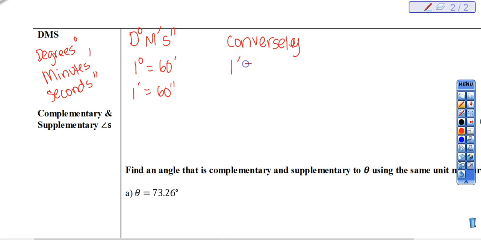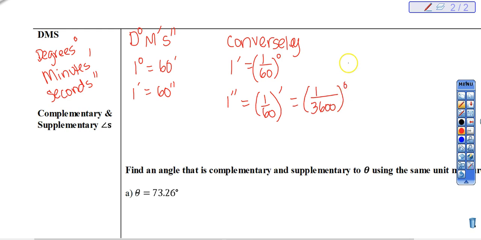1 minute is equal to 1/60th of a degree. So if I'm going from minutes to degrees, I like to use this version. When I'm going from degrees to degrees, minutes, and seconds, I use the first conversions. And 1 second is equal to 1/60th of a minute, and it's also equal to 1/3600th of a degree. So this we'll use when we're converting to degrees, minutes, and seconds.